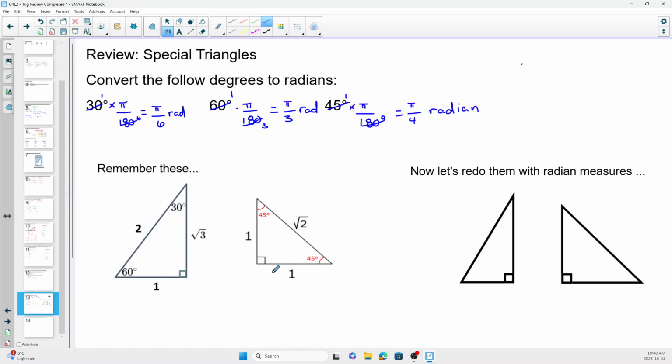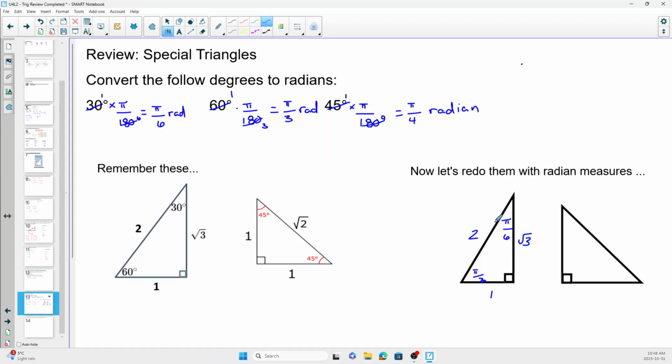So where we previously had our 30, 60, 90 triangle, we are now not going to have a 30, 60, 90. We're going to have a pi over 6, and we're going to have a pi over 3, but the side lengths still stay the same. The ratio of the side lengths is still the same. So we still have that 1, 2, and root 3.